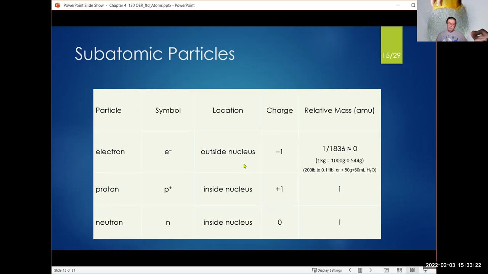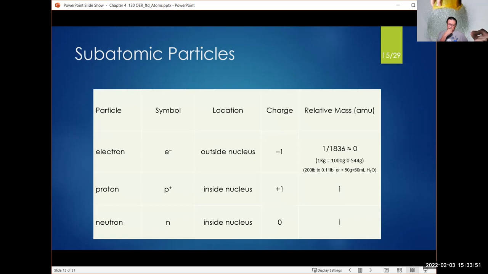As for location, the electron is outside the nucleus, whereas the proton and the neutron make up the nucleus. And there's a respective charge. Electrons have a negative charge. Protons have a positive charge, and neutrons, being neutral, have no charge, but are very important with respect to the stability of the overall atom.